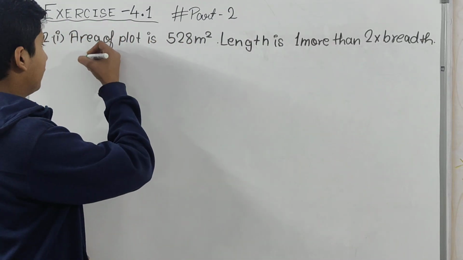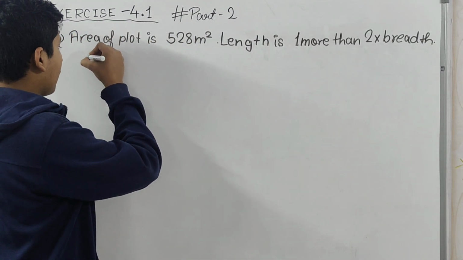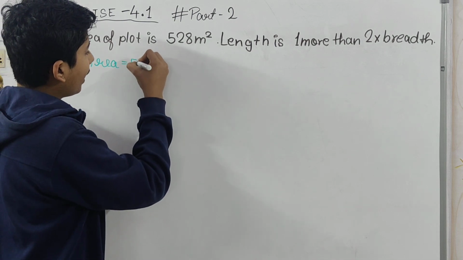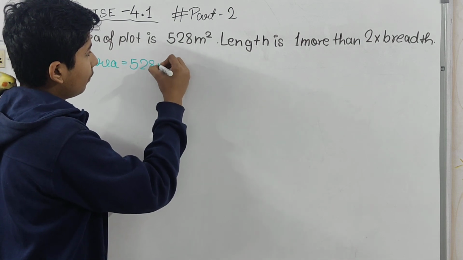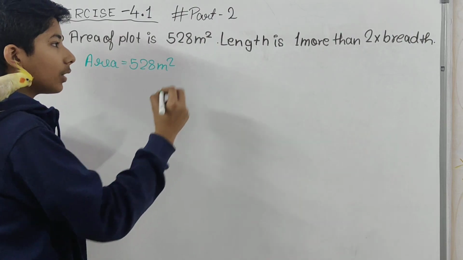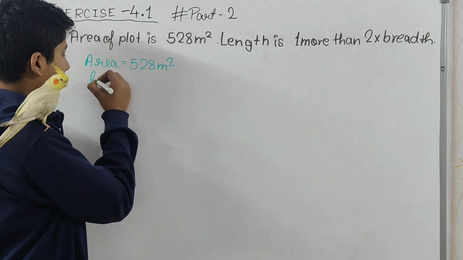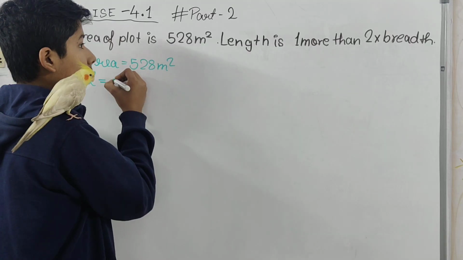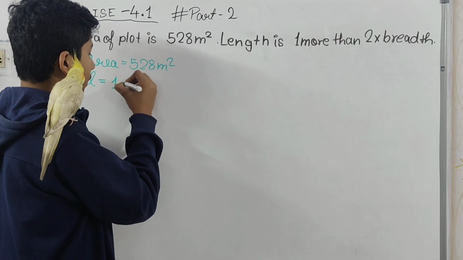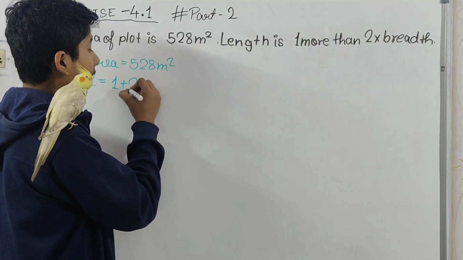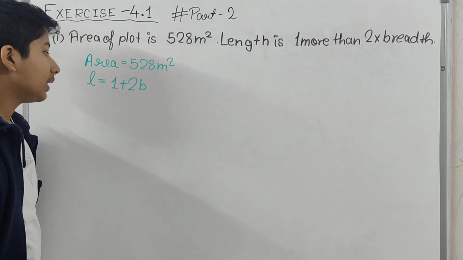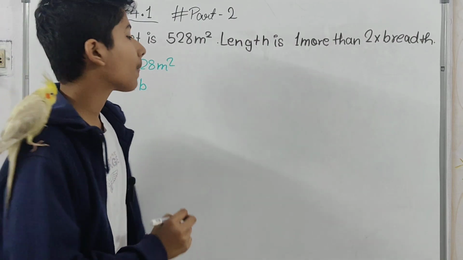Firstly, it is given that area is 528 meter square. Also, it is given that length is equal to one more than twice the breadth. Length equal to 1 plus 2b.